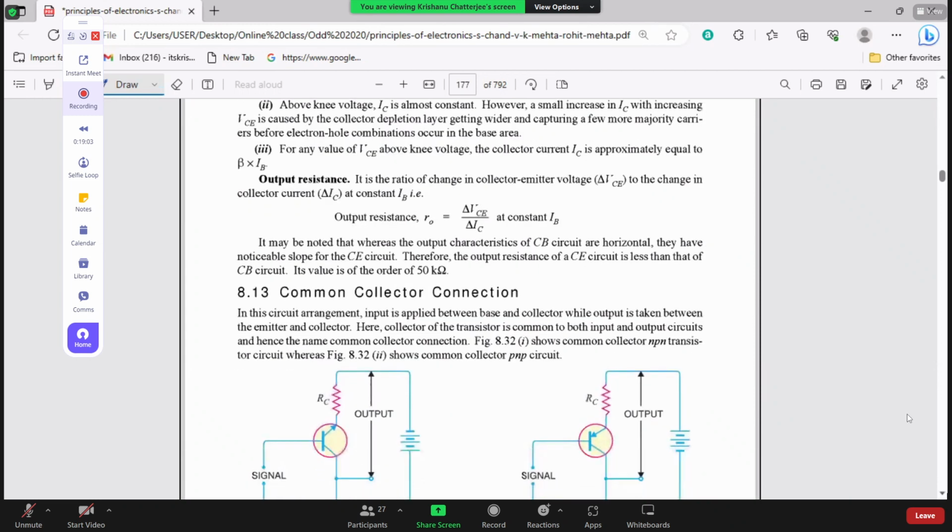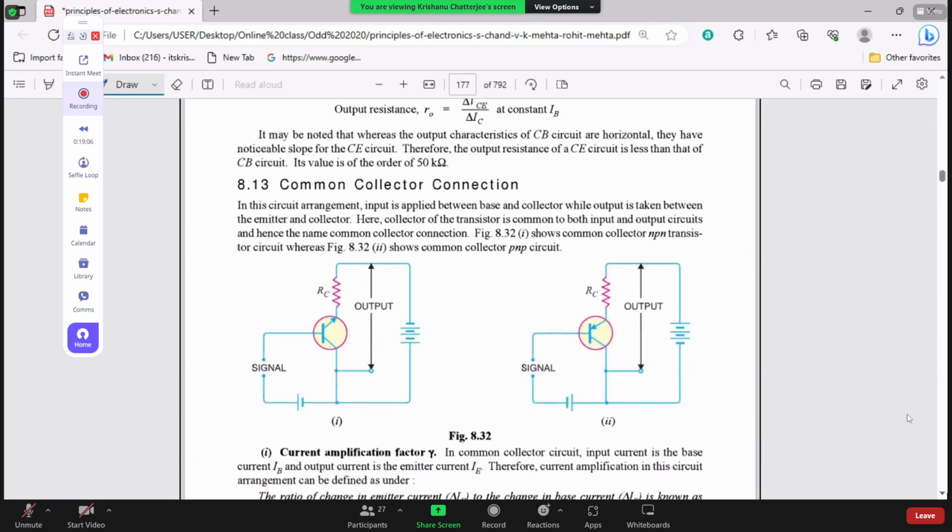Next, we are coming to common collector configuration. Here, the collector is common to both the base and the emitter. This is NPN and this is PNP circuit. You can understand this is the emitter, this is the collector, and this is the base. How to find out the emitter? Obviously, the arrow one will be the emitter. This is VCC, this is VBB. This voltage is the base collector voltage. This voltage is the base voltage.